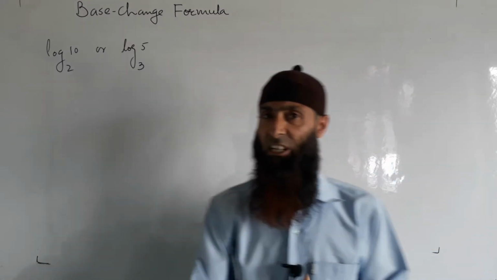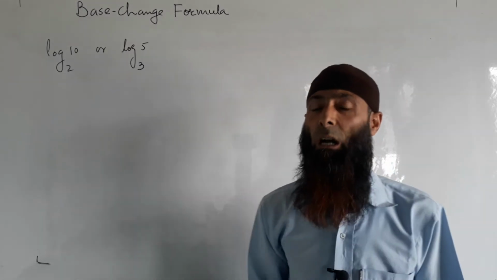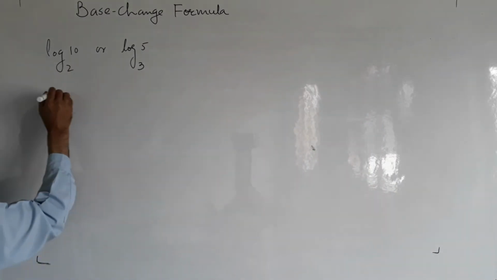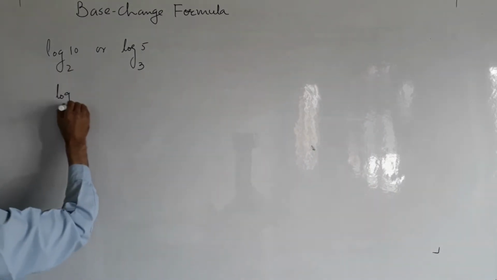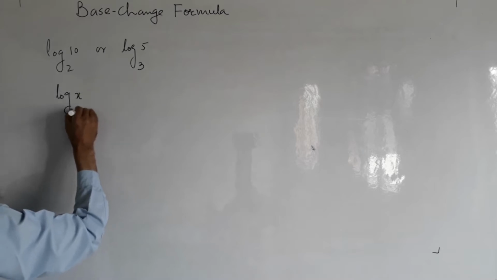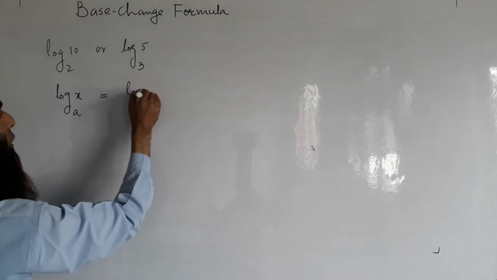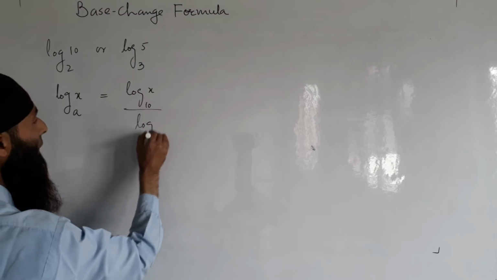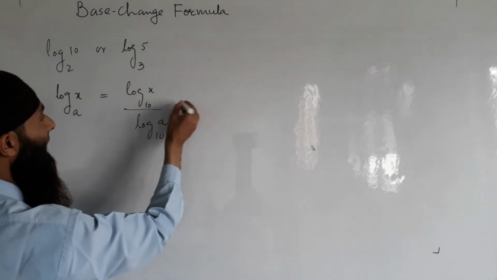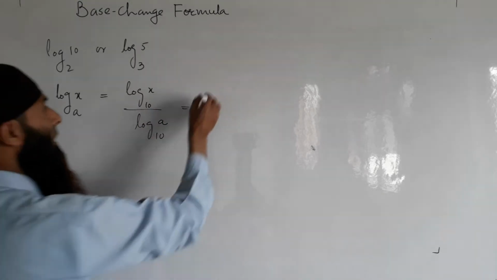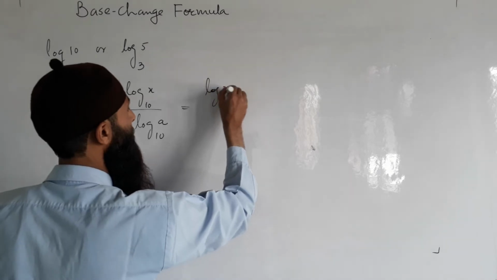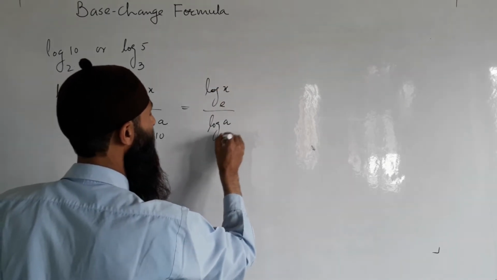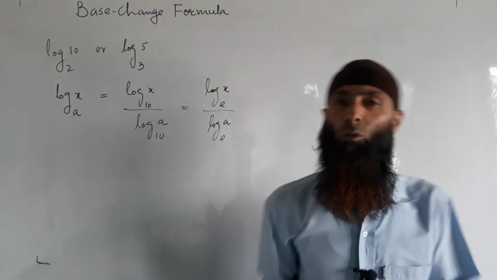Okay, let's write the base change formula and then we will go for its derivation. The base change formula is log of x to the base a is equal to log of x to the base 10 divided by log of a to the base 10, or you can use log of x to the base e divided by log of a to the base e. So whatever you like you can use.